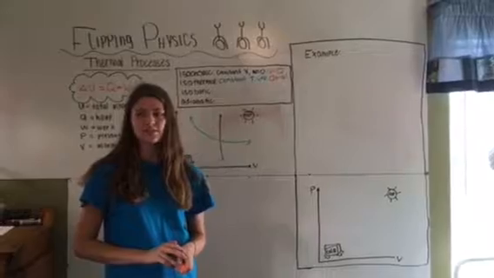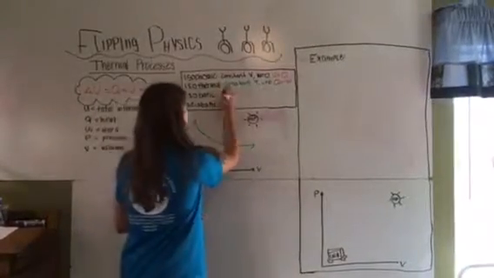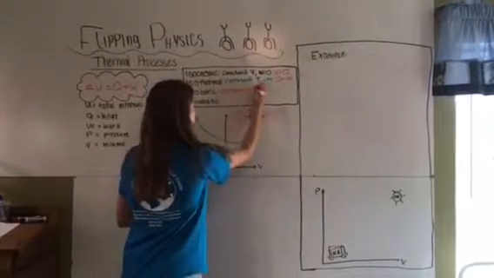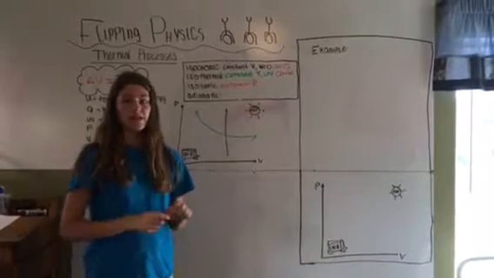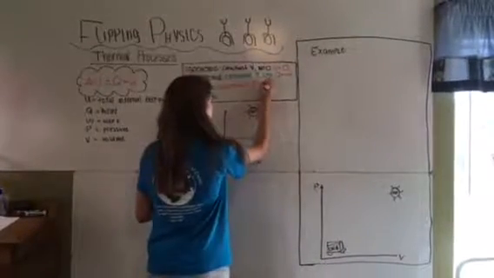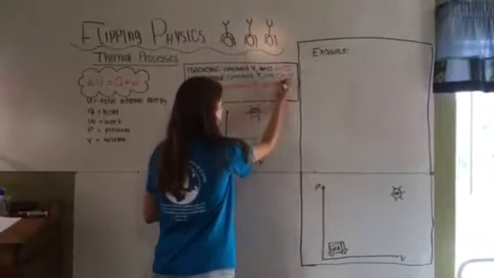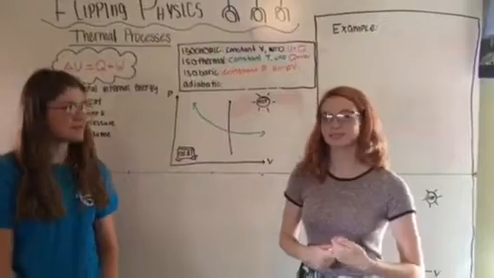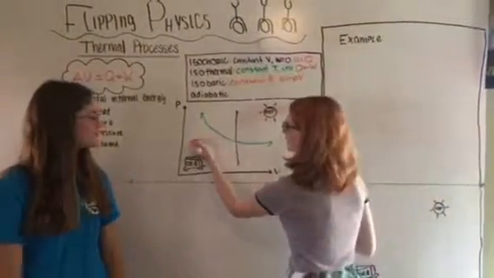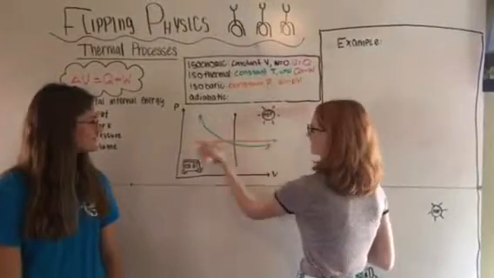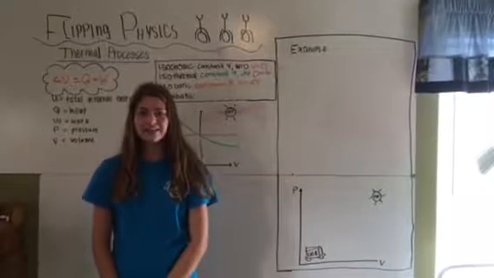The third process is isobaric. In an isobaric process, the pressure is constant. The formula used for this process is W equals negative P delta V. The graph should be easy for this one. Since the pressure is constant in an isobaric graph, the line will just be a straight line parallel to the x-axis. The last process is adiabatic.